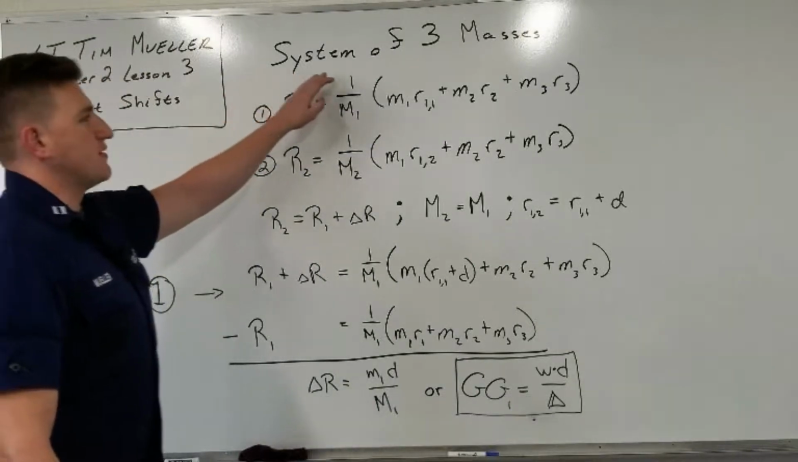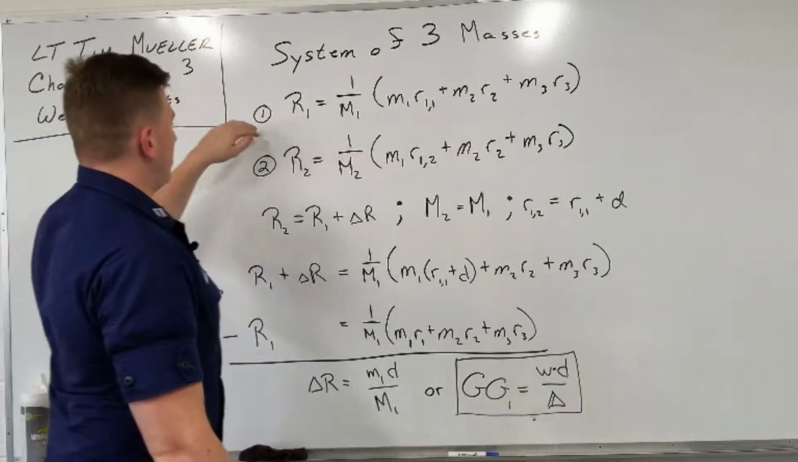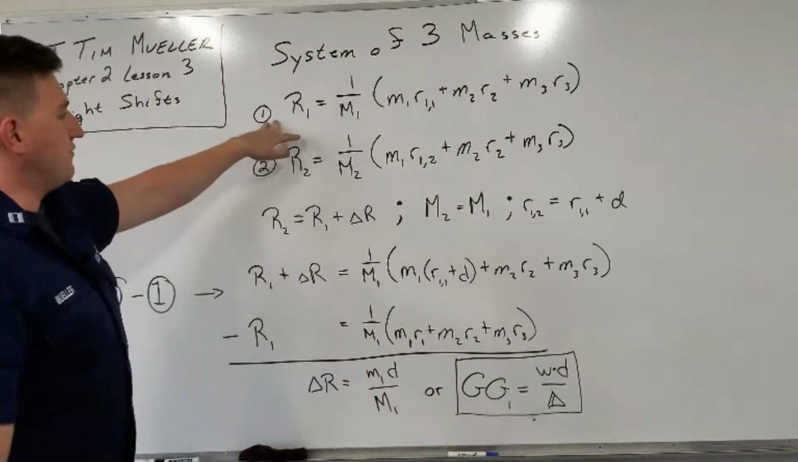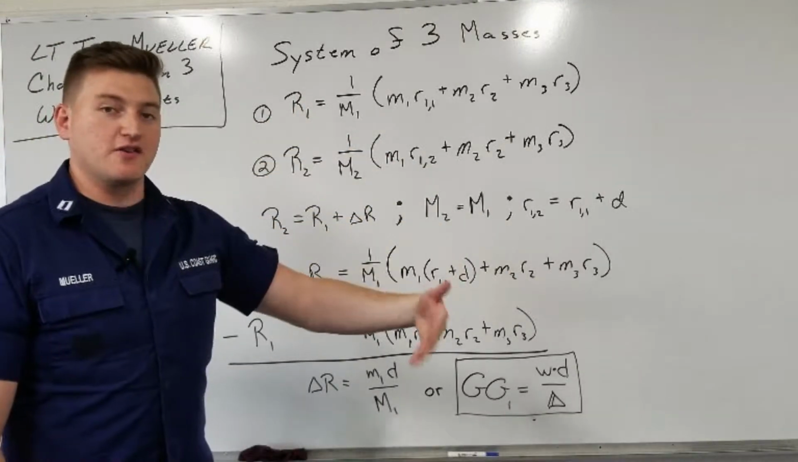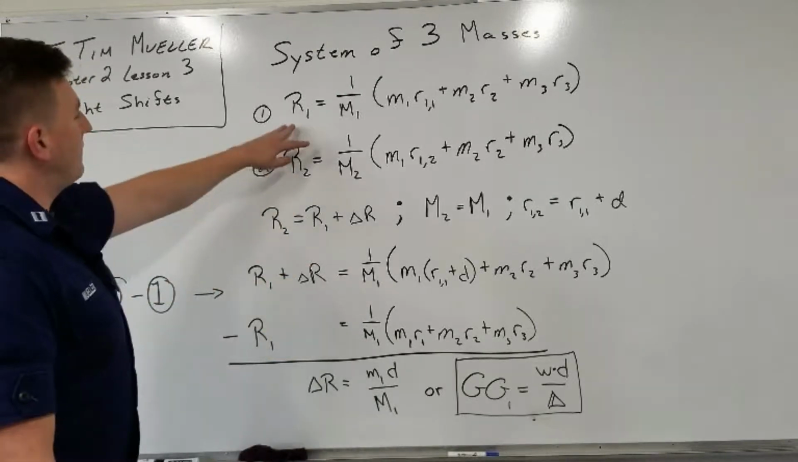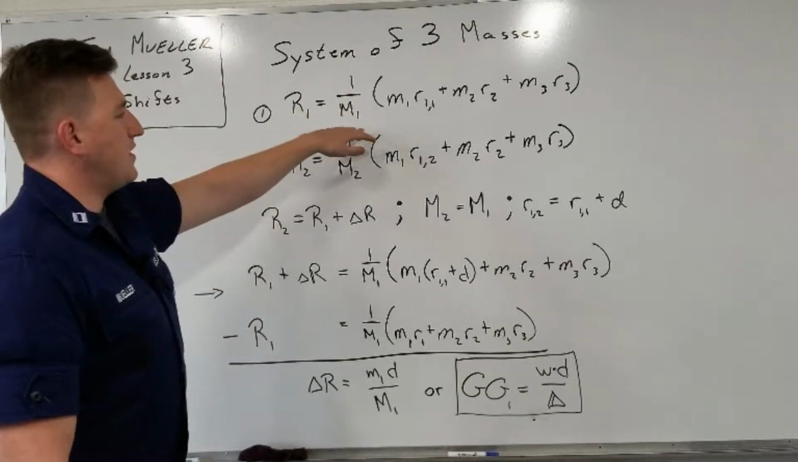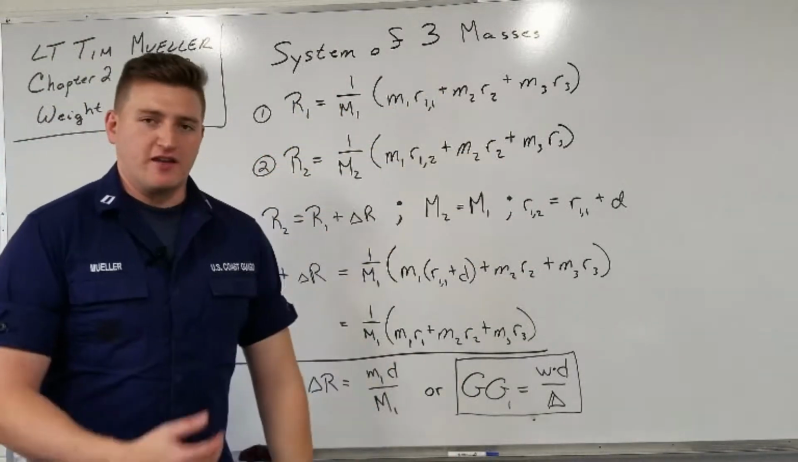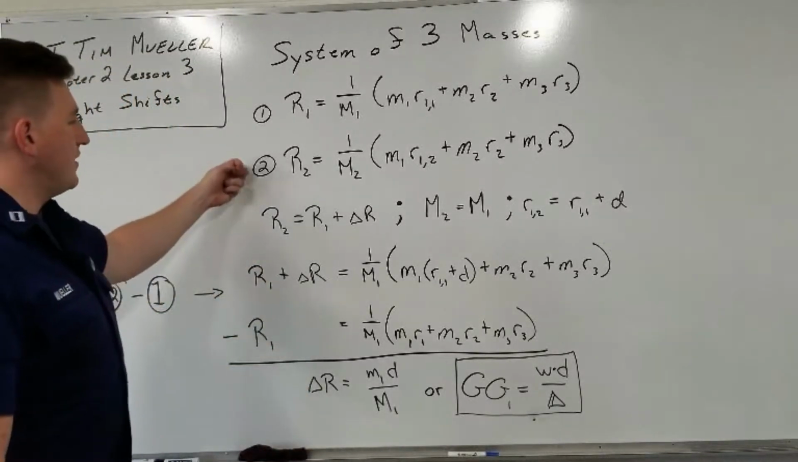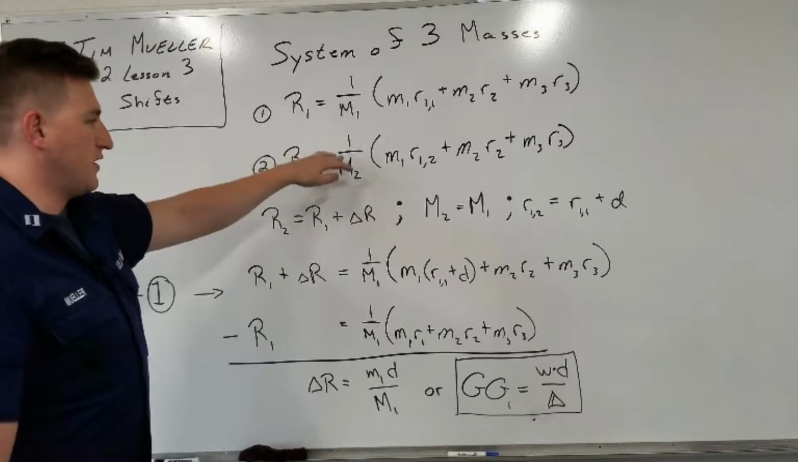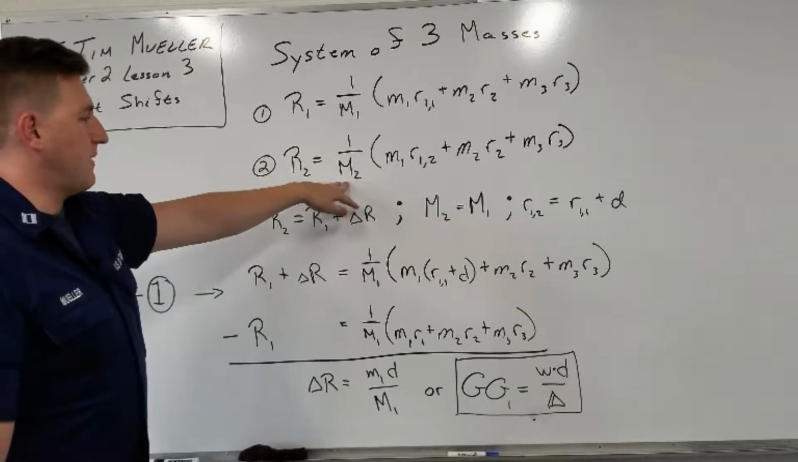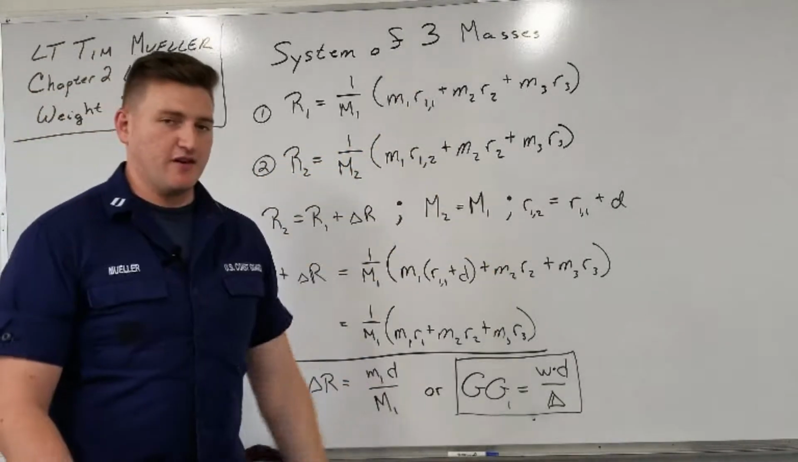So let's say we have a system of 3 masses. The original configuration is right here, and you recognize this from Chapter 0, Chapter 1, Chapter 2, and you're going to see it very frequently. We have R1 equals 1 over total mass times the summation of all the individual moments. Now, let's say we shift a weight. Now we have R2 equals 1 divided by a different mass 2 times the summation of all those.